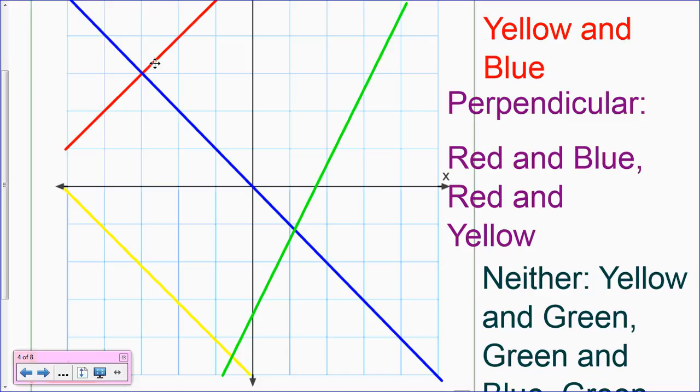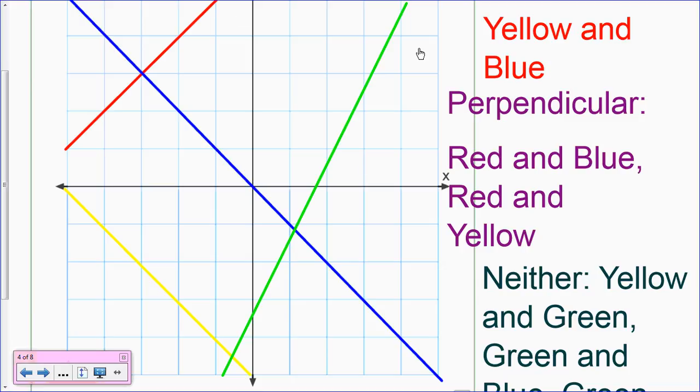Okay. The red and the blue, however, are making that perfect right angle. So those are perpendicular, and even though I can't see this, since I know yellow is parallel to this, it's going to create the same angles when they cross over here. So red and yellow are actually also perpendicular. The rest of these are just plain old neither.